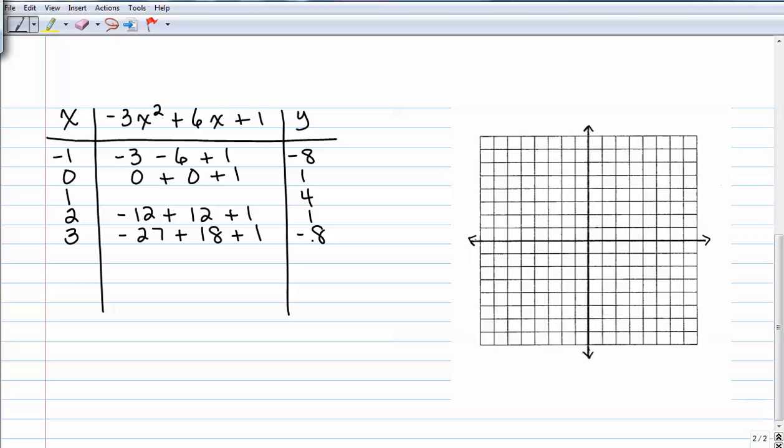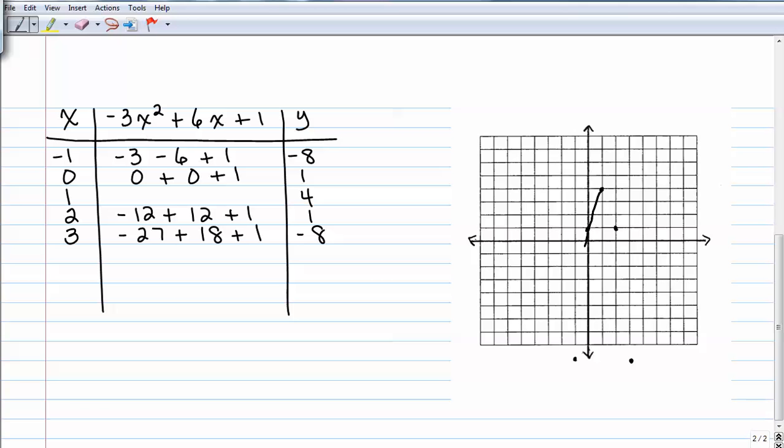So let's graph that. X is negative 1, y is negative 8: 2, 3, 4, 5, 6, 7, 8, which I think goes off of my graph, but it's going to be somewhere down there. And then the point 0, 1, which is going to be right here. Point 1, 4, 2, 1, and 3, negative 8, which will again be off the graph.